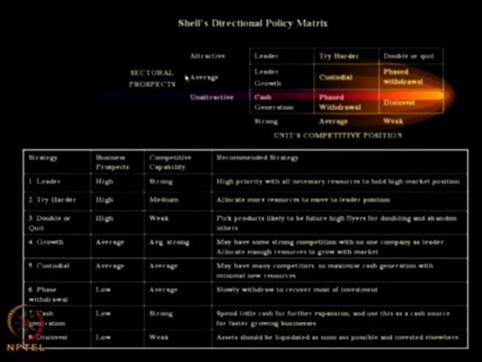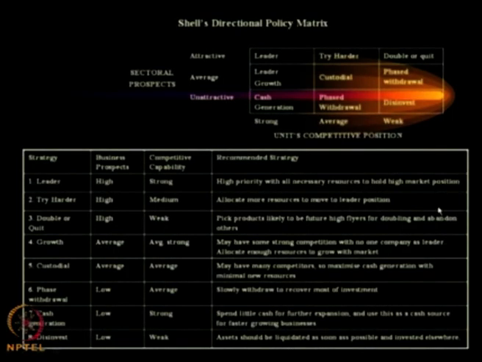Now, suppose the sectoral prospects are attractive, but the unit's competitive position is not strong, let us say it is average, then what is the strategy advocated? Try harder. What is the try harder? Allocate more resources to move to the leader position. So, you should try to move from here to this leader position.